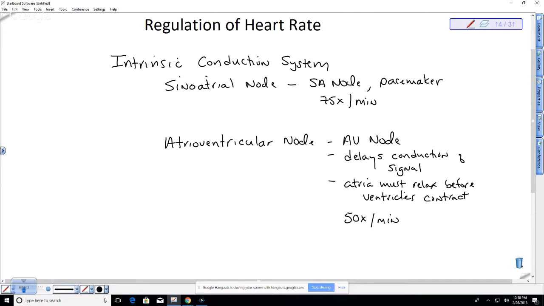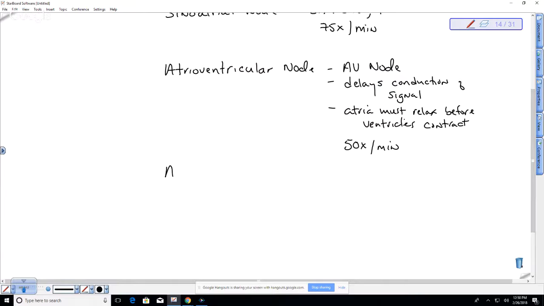Okay, so we also have the atrioventricular bundle. This is a set of cells between the atria and the ventricles, and this is also known as the bundle of His. This sends the signal to the bottom of the ventricles, because we want the ventricles to contract from the bottom up rather than from the top down.